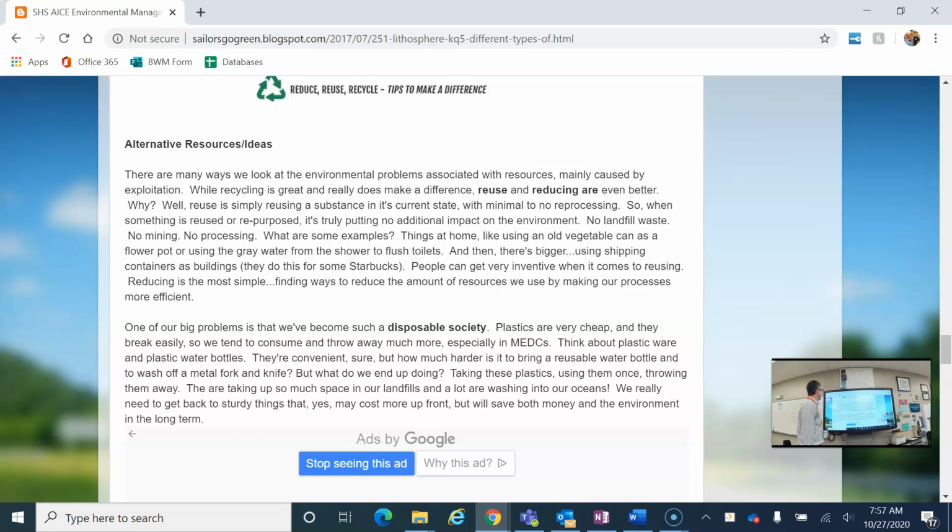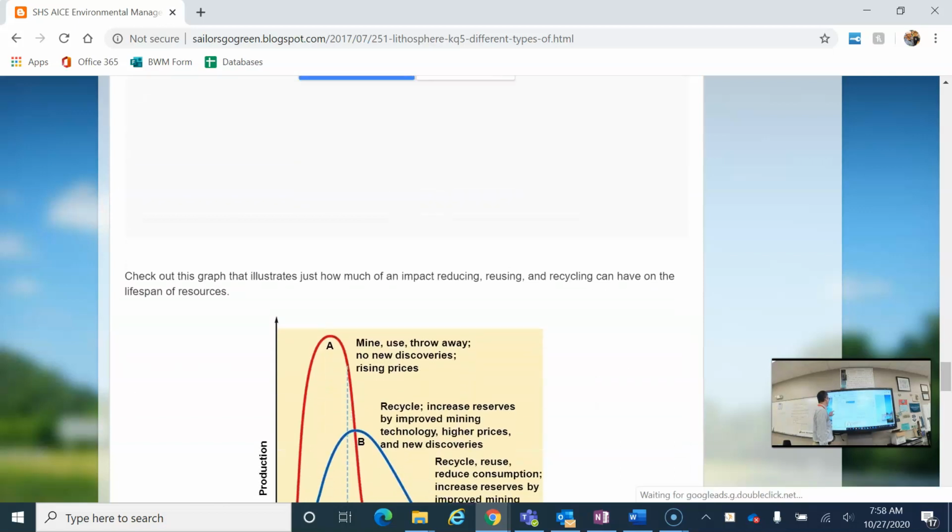So what are some examples of that? Things at home, like using an old vegetable can as a flower pot, using the gray water from the shower to flush the toilets, using shipping containers as buildings that people are doing. They even use this for some Starbucks places. People can get very inventive when it comes to reusing. Reducing is the most simple, finding ways to reduce the amount of resources we use by making our processes more efficient. And like I said, we've become basically a disposable society. Plastics are very cheap, and it really does come down to plastics. And we really need to get back to sturdy things that may cost more upfront, but save money in the environment in the long term.